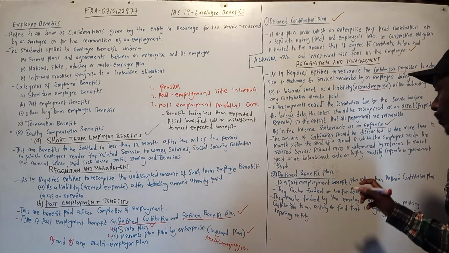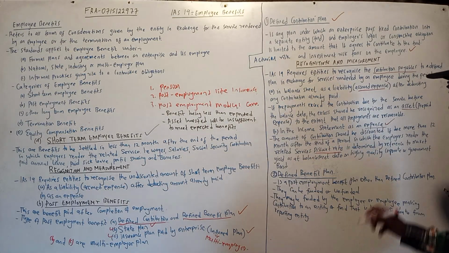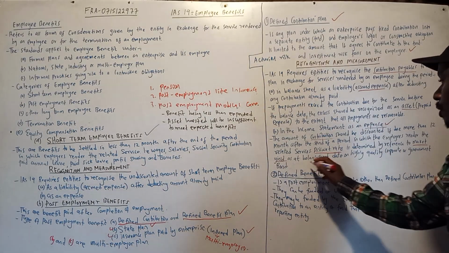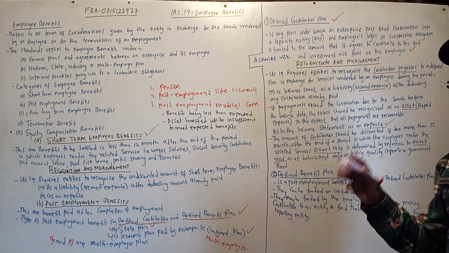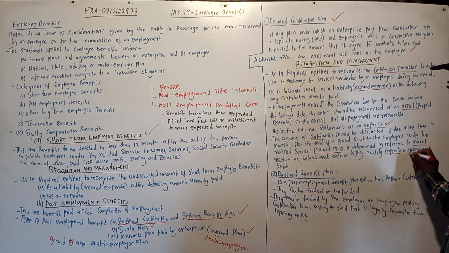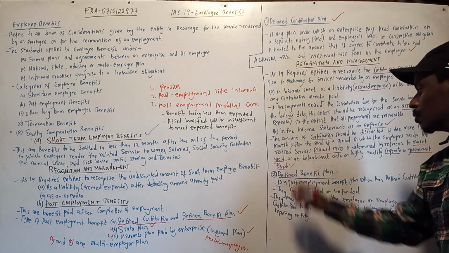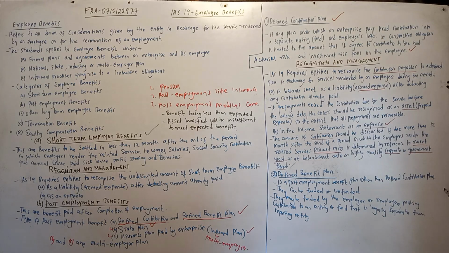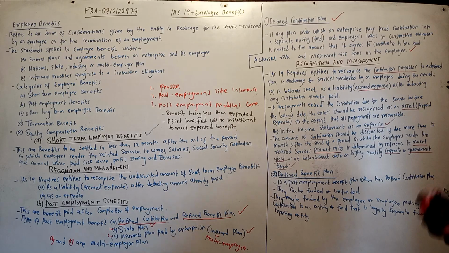We shall discount them using a discount rate determined from the market yield at the balance sheet date, based on corporate and government bonds. So if they ask in an exam which rate is used to discount the post-employment benefit plan, you say it is a rate determined from the market rate using the appropriate government or corporate bond as at the balance sheet date.